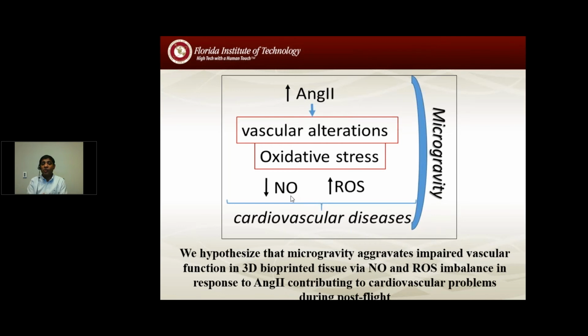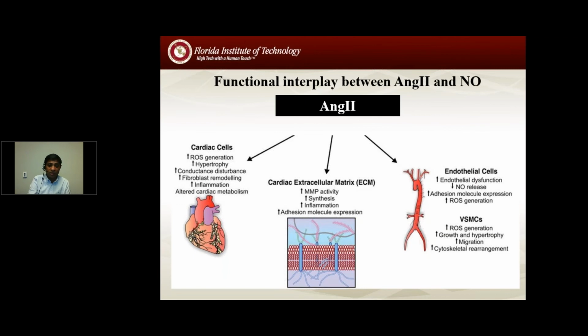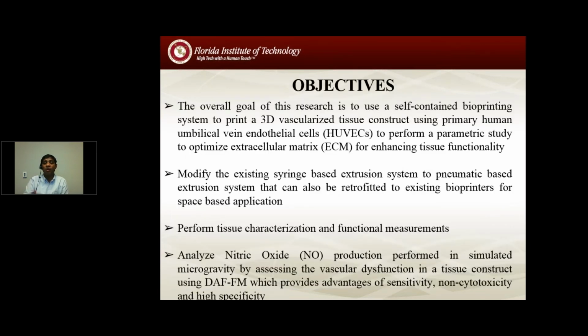There are a lot of elements included in this research, I know. One is bioprinted tissue and the other is the nitric oxide level. But I'm trying to give you a whole perspective of how these two things can be combined to address this very important research on cardiovascular disease for space applications. Again, angiotensin II, as I told you, will reduce your nitric oxide level. So you need an angiotensin II blocker, which will maintain your nitric oxide level. I already mentioned our goal is a 3D vascularized tissue construct so that we can perform a whole bunch of parametric studies to enhance the tissue functionality.